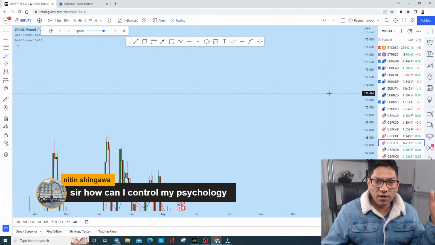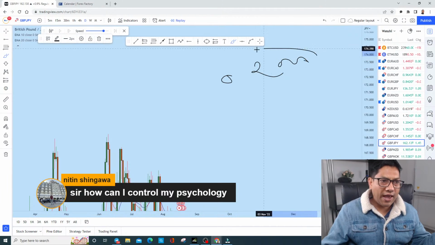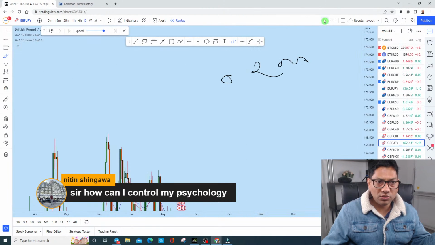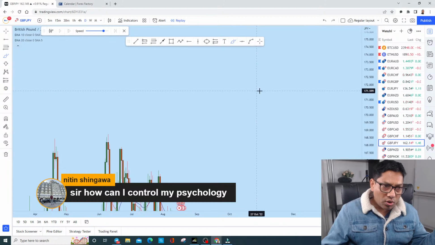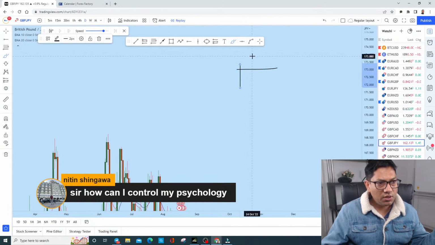Okay, so when the trade went in the other direction, then I realized that I got a loss. Now I had this much money, and now I'm 2000 down. I couldn't accept the fact that I'm 2000 down, and then I took a trade without any reason in the other direction.